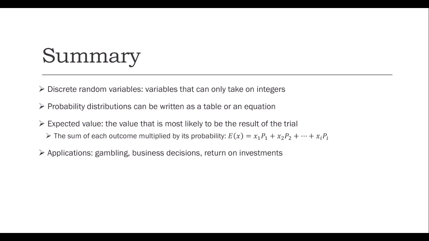In summary, discrete random variables are variables that can only take on integers. Probability distributions can be written as a table or an equation. Your expected value is the value that's most likely to be the result of the trial, and that's the sum of each outcome multiplied by its probability. And finally, applications include gambling, business decisions, and return on investments, along with many other things.